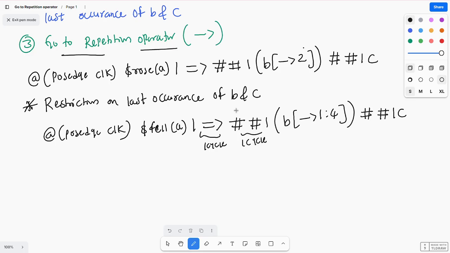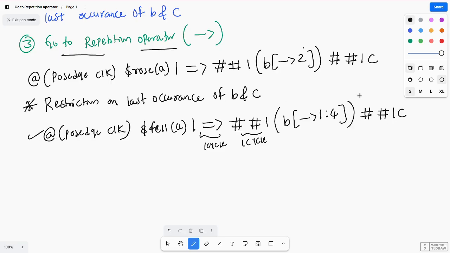After 2 cycles, your B should be repeated either for 1 cycle, or 2 cycles, or 3 cycles, or 4 cycles. After the next cycle, C should be high. Okay, after 2 cycles, B should be 1, meaning B should be repeated either by 1 cycle, 2 cycles, 3 cycles, or 4 cycles. Then on the next cycle, C should be high. Is it fine?